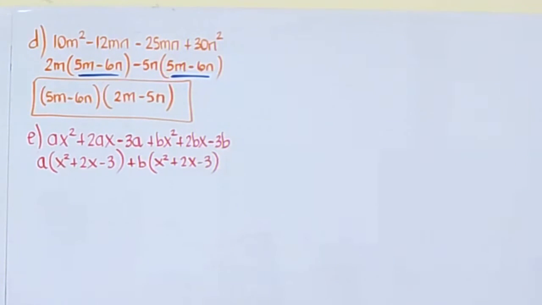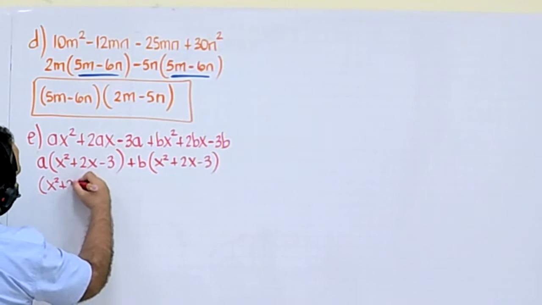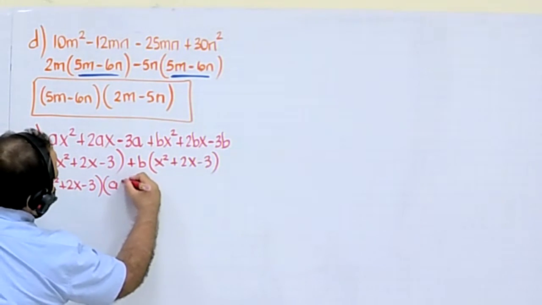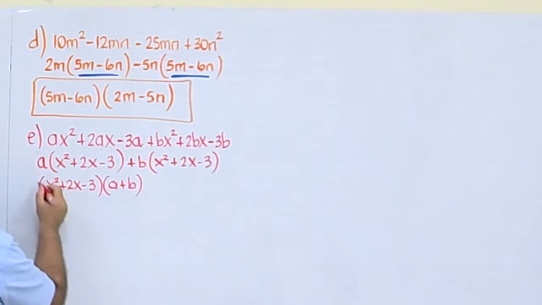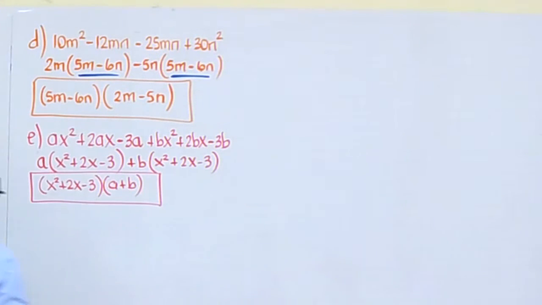And finally, we can obtain once again the common factor. And what will be the new common factor? x squared plus 2x minus 3. It doesn't matter which one we're going to take because both have the same degree. No problem with that one. Okay, x squared plus 2x minus 3 times parentheses a plus b. And that's it.